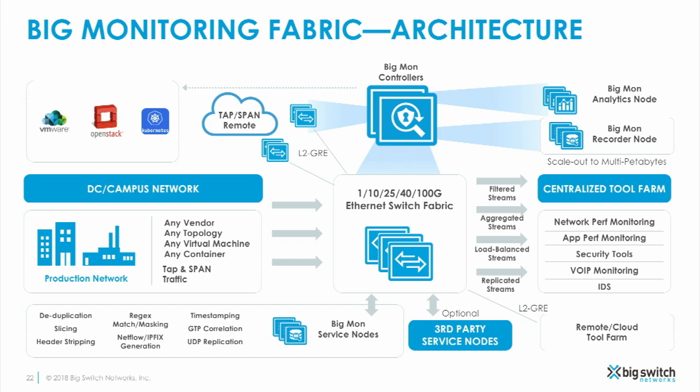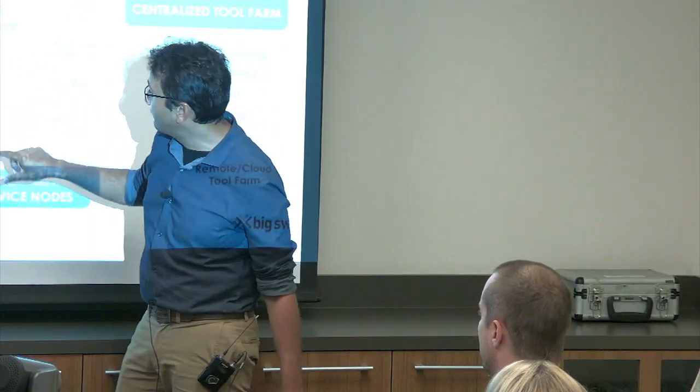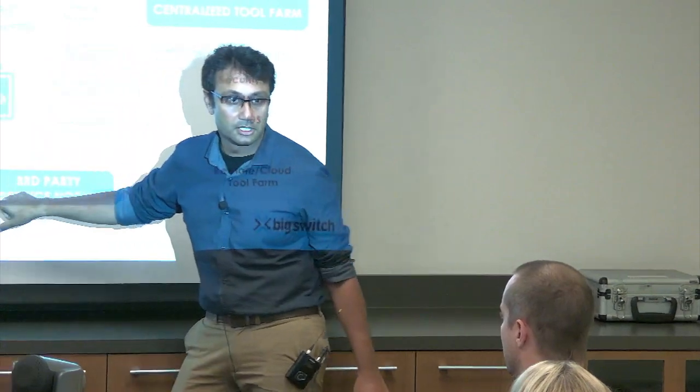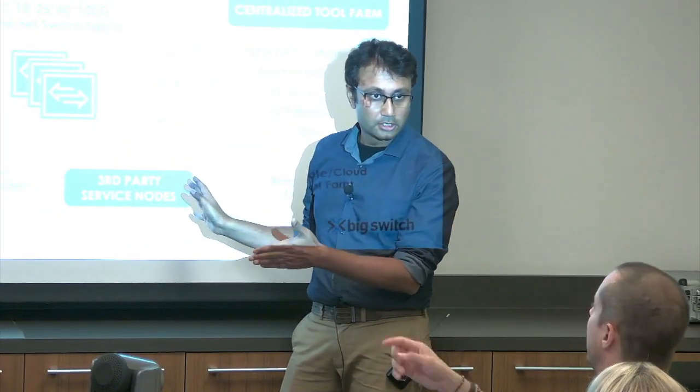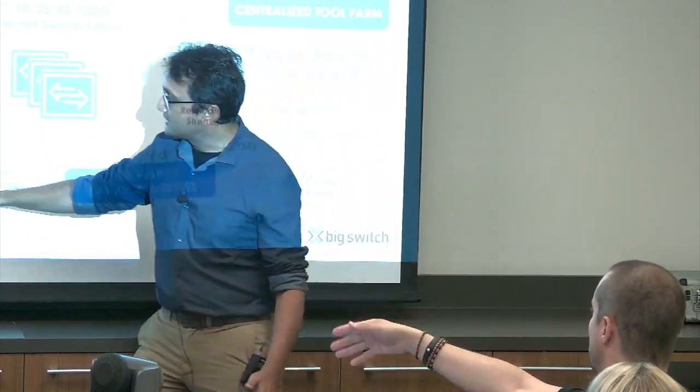Sorry, how does all this packet processing on the source node impact the CPUs on source nodes? Mostly, if you need to do deduplication, slicing, header stripping on a switch. The way it works is you get the feeds to this separate monitoring fabric. On this monitoring fabric sit the service nodes. So this is all happening out of band. So it's the service nodes that do deduplication and slicing.